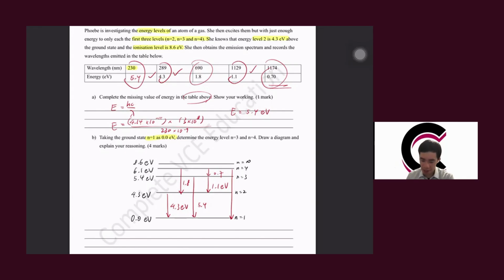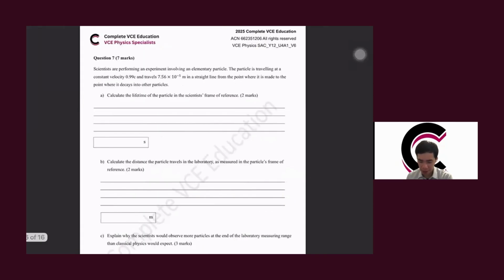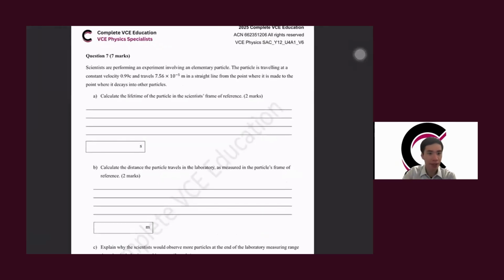All right, guys, last question. Question 7 is the last one to go. So 7 marks to wrap it up. Okay, this is a special relativity question. Many students are struggling with special relativity. I want to spend a little bit more time to dig deep into the question and show them some tips and tricks of how to do this.